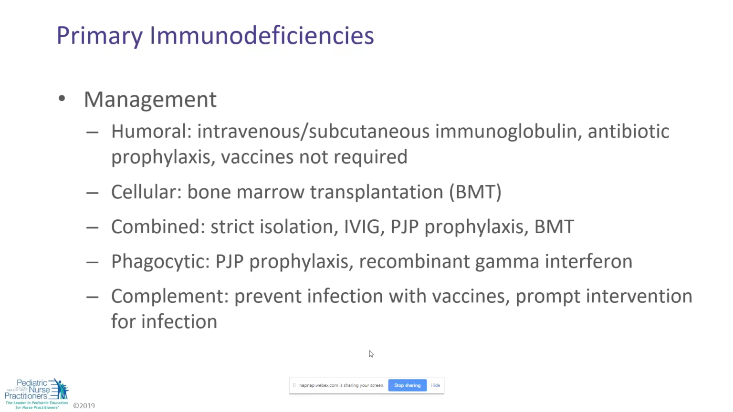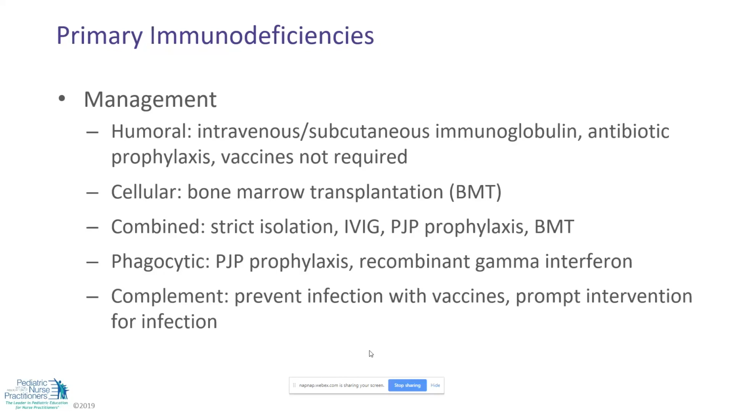Combined immunodeficiency, these patients will require strict isolation. This is, like I said, kind of a classic SCID. Strict isolation, IVIG supplementation. They'll get prophylaxis for opportunistic infections such as PJP or pneumocystis jirovecii pneumonia, and then those patients would proceed to bone marrow transplant.